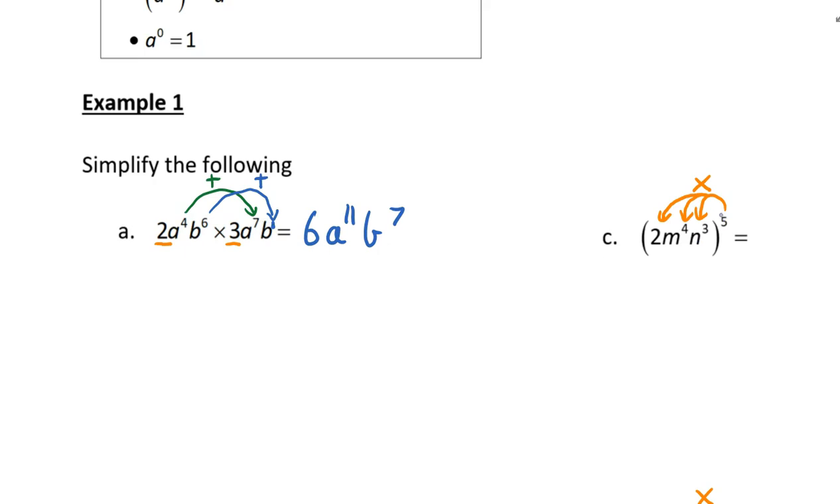Here, if we have a power outside a bracket and powers or values inside the bracket, we need to multiply those powers. That leaves us with 2 to the power 5. Of course, this is really 2 to the power 1, m to the power 20, and n to the power 15. If you're asked to simplify with a basic numerical, you might need to work out what 2 to the power 5 is, but we're just going to leave it like that for the moment.